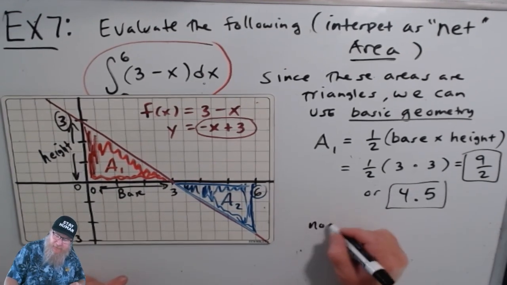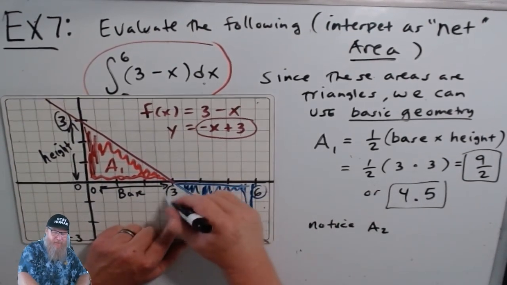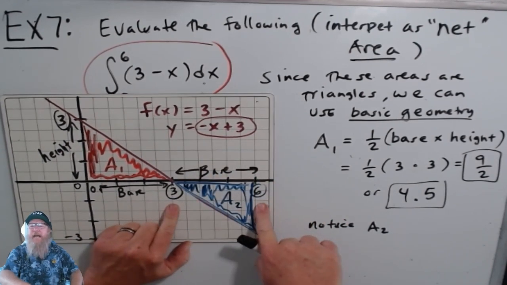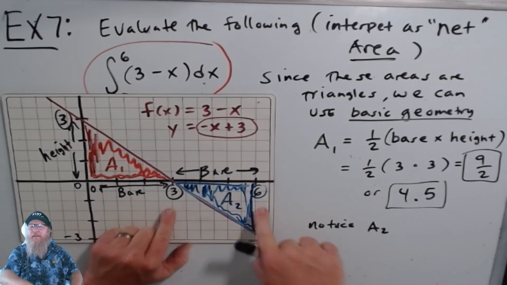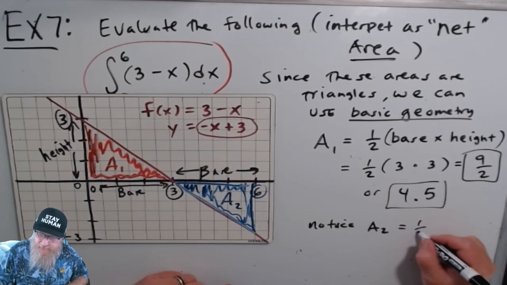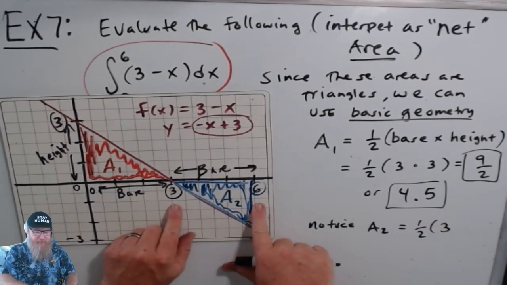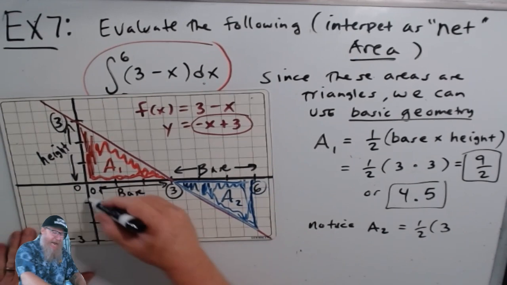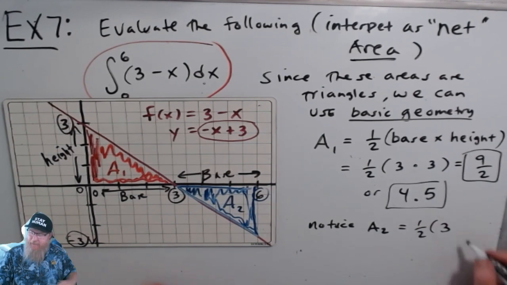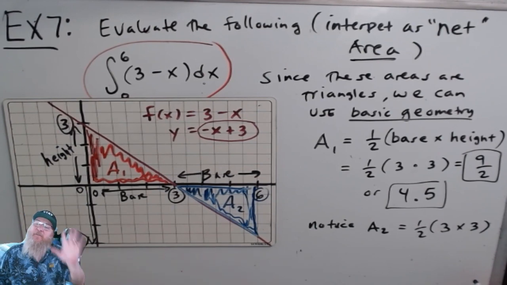Well, notice A2, the base goes from 3 to 6. So it's also three. The base from 3 to 6 is also 3. And the height is also 3. In terms of area. All right.